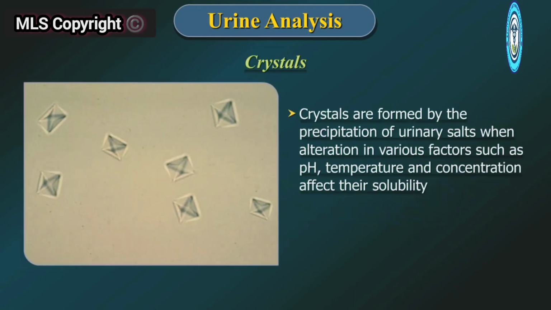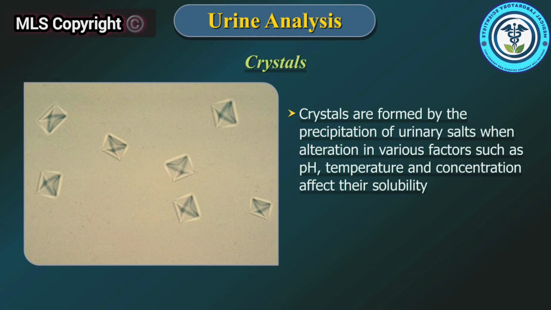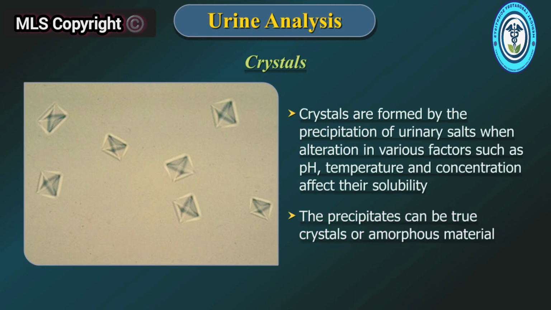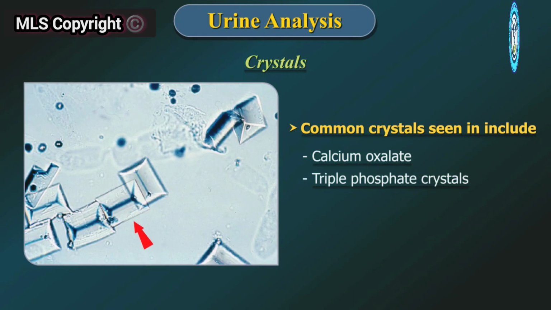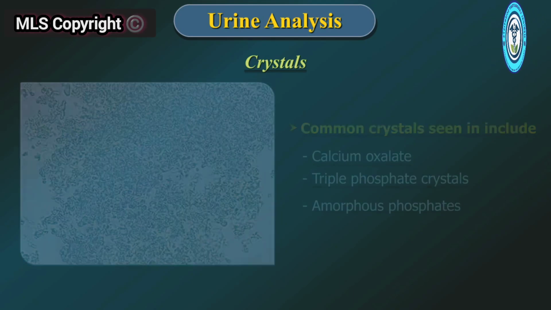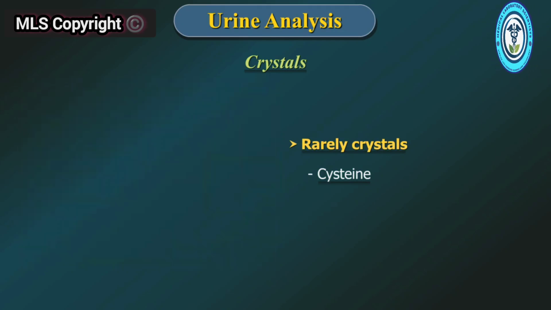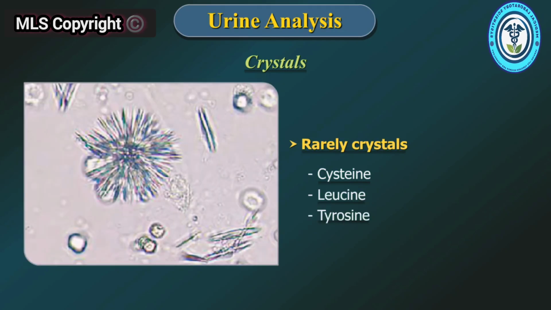Crystals. Crystals are formed by precipitation of urinary salts when alteration in various factors like pH, temperature, and concentration affect their solubility. The precipitates can be true crystals or amorphous material. Common crystals seen include calcium oxalate, triple phosphate, and amorphous phosphates. Rarely, crystals of cysteine, leucine, and tyrosine, which are found in special renal conditions, can be seen.